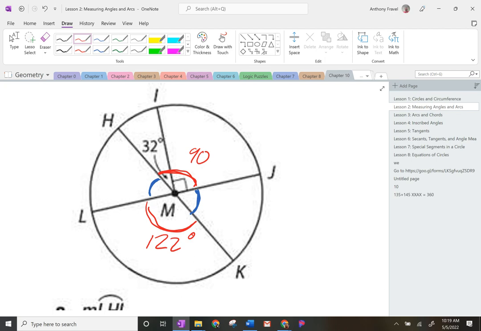Again, this is a diameter. Half circle, 180. Semicircle. 180 minus? 122. Yeah, 180 minus 122. And I get 58 degrees. If this one's 58, what's this one? 58.